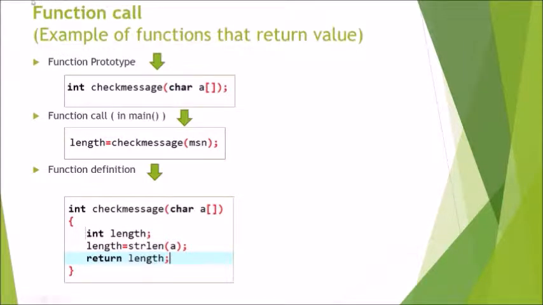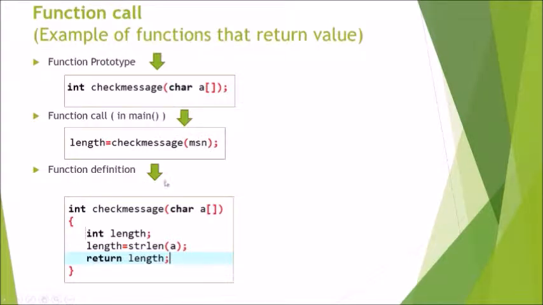So let's see the example. This one is the example of a function that has a return value. This one is the prototype: the return data type, the function name, and the value. So in the main function, this one is our user-defined function.